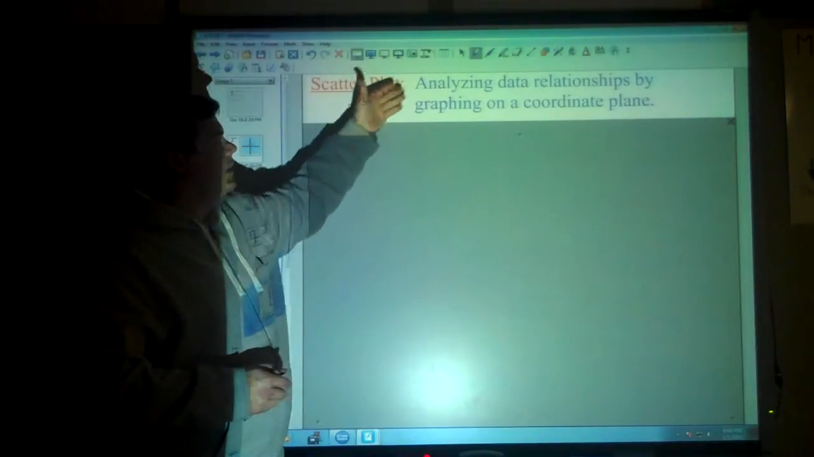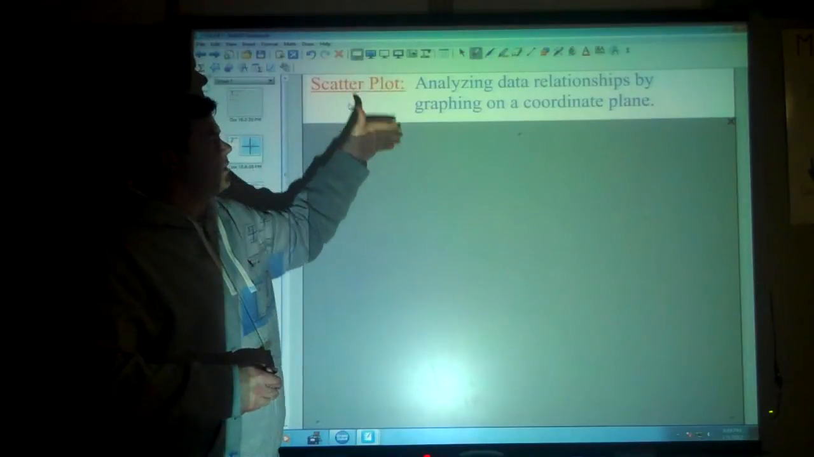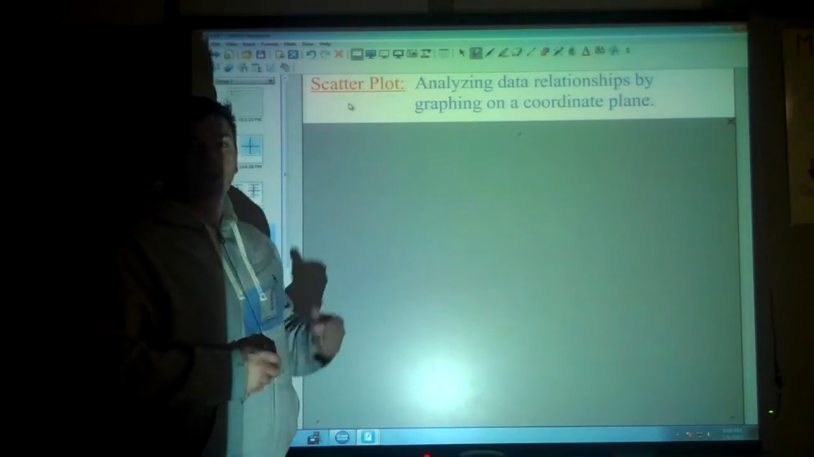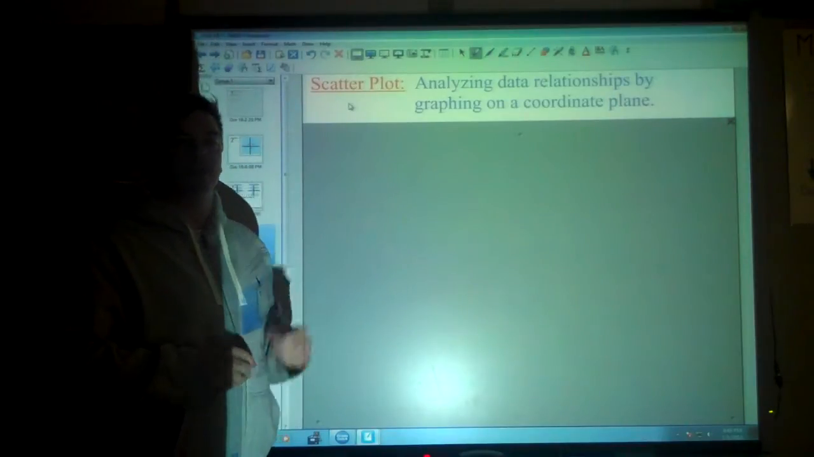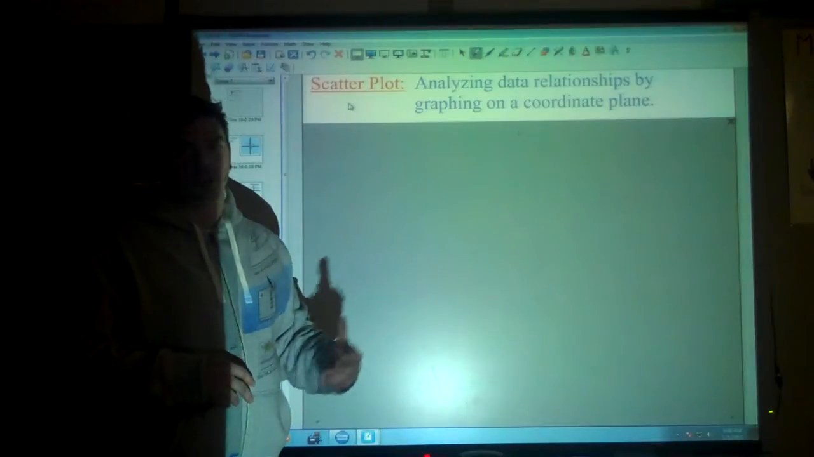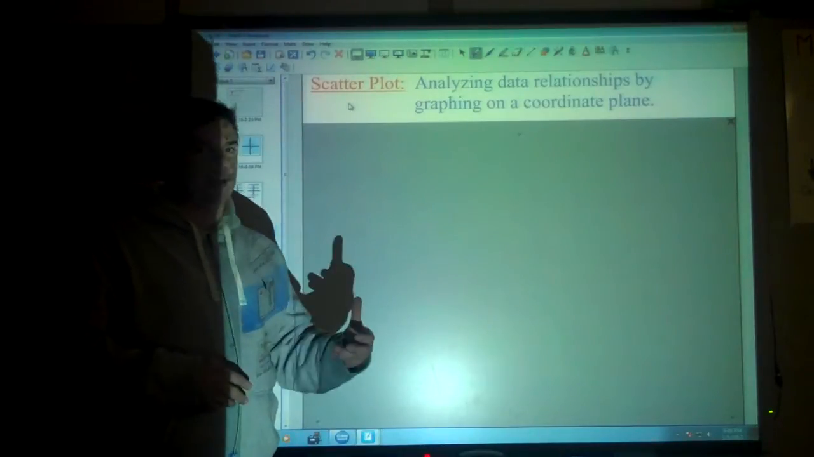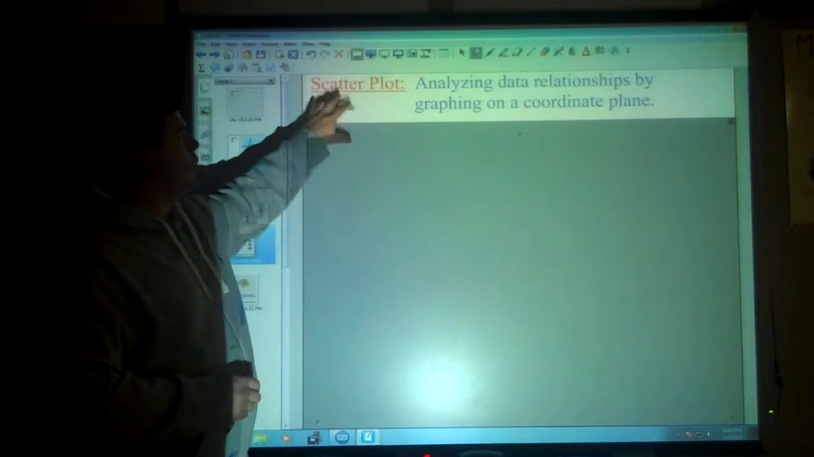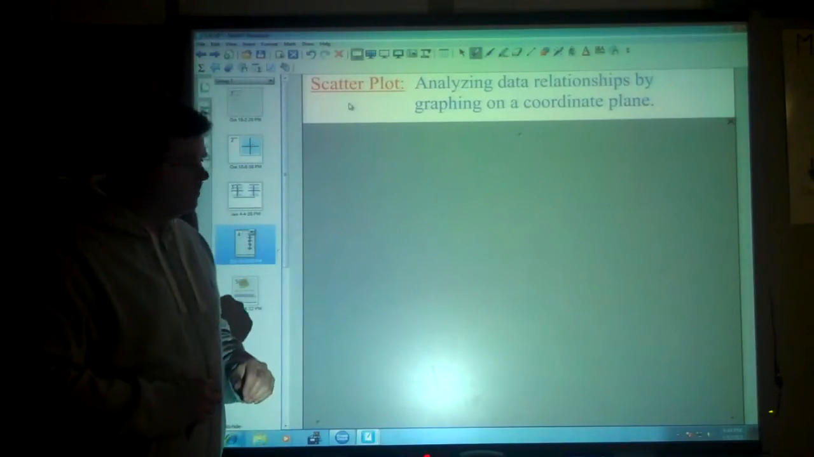From that scatter plot we can analyze, we can look at the relationships of the data and decide whether there's any connections, the relationships between the x and y values. Now the x and y values might be other terms. They might be gas mileage, they might be ages, they might be height, they might be time. There's a lot of things those values could be in the real world for these scatter plots.